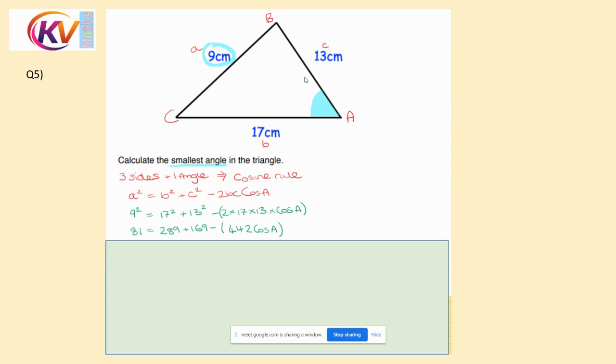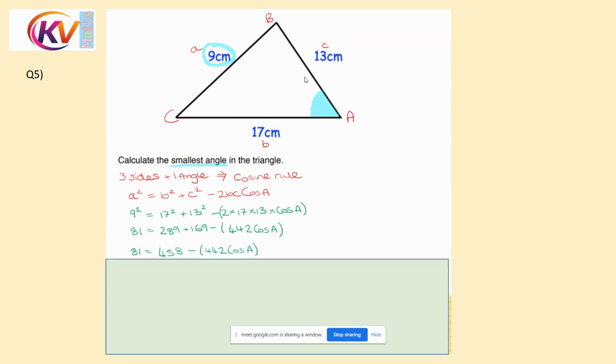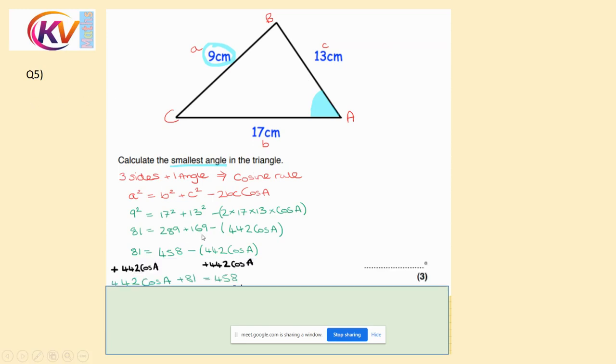Now our aim is to get cos A on its own. At the moment we have negative 442 cos A, and I don't want to deal with that negative, so I'm going to add the 442 cos A. Sorry, first of all, I've simplified the 289 and the 169 there for you. But now I'm going to add the 442 cos A to both sides. That's going to give me 442 cos A plus 81, which is equal to 458.